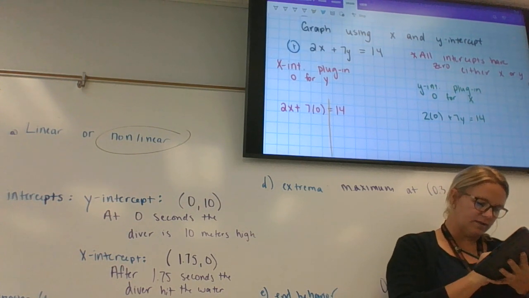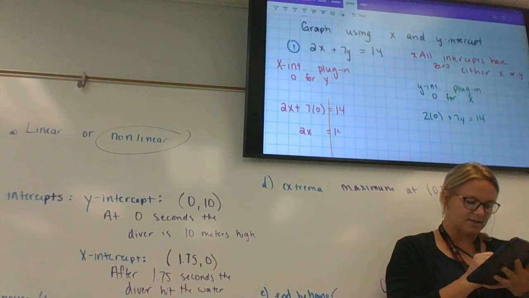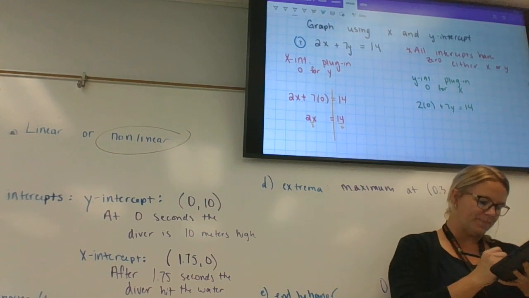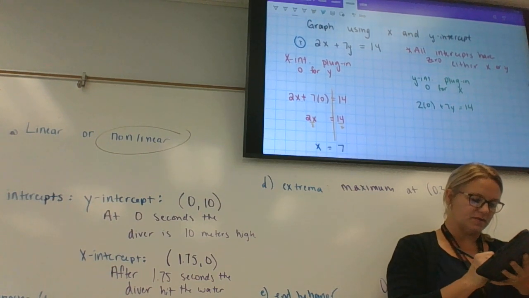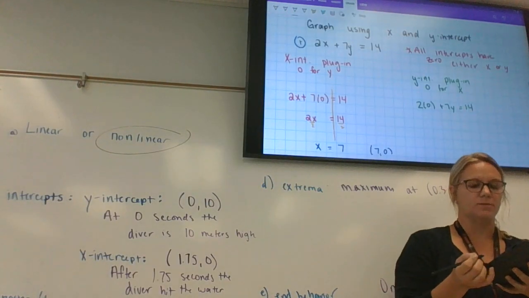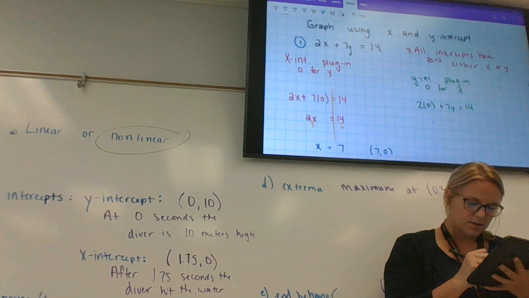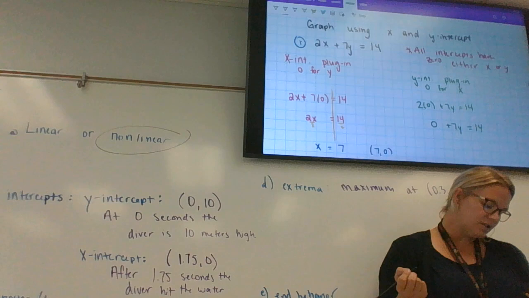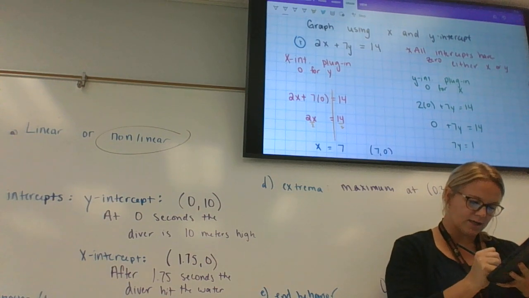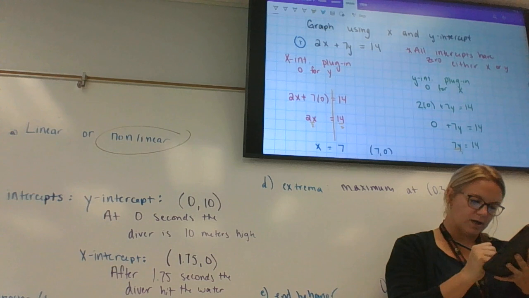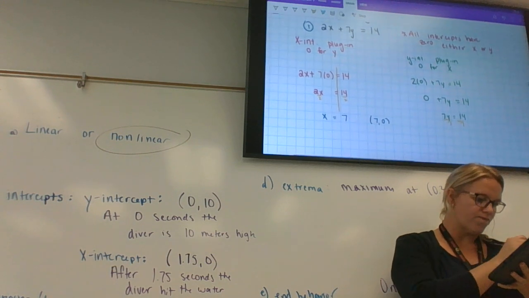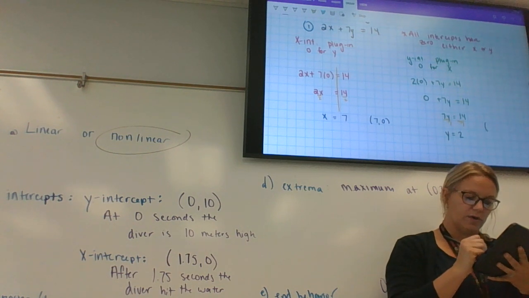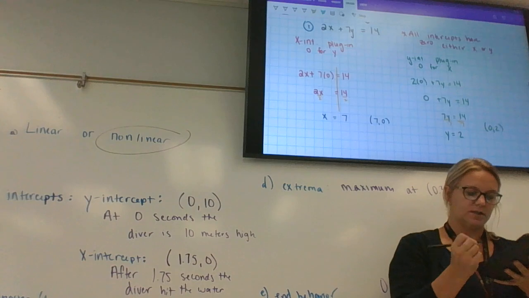Here's my equal line. 2x equals 14. Divide. x equals 7. So I have an ordered pair of 7, 0. Two times 0 is 0, so that's really not needed here, showing my work. y equals 2. So now I have another intercept at 0, 2.